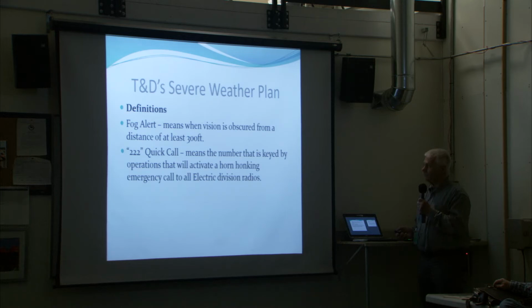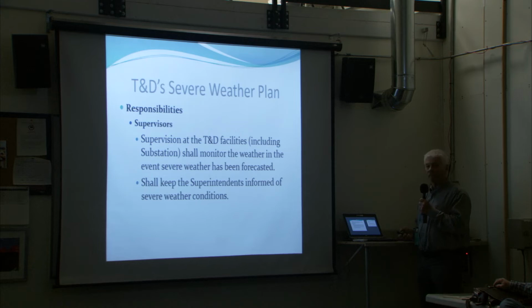Definitions: a fog alert means when vision is obscured from a distance of at least 300 feet. 222 quick call means the number that is keyed by operations that will activate a horn honking emergency call to all electric division radios. This is built in there, Robert. That's a good reason to have that radio on, so that they do that quick call and horn instruction. They'll test it once a year, make sure it works. Turn the radios on in the morning.